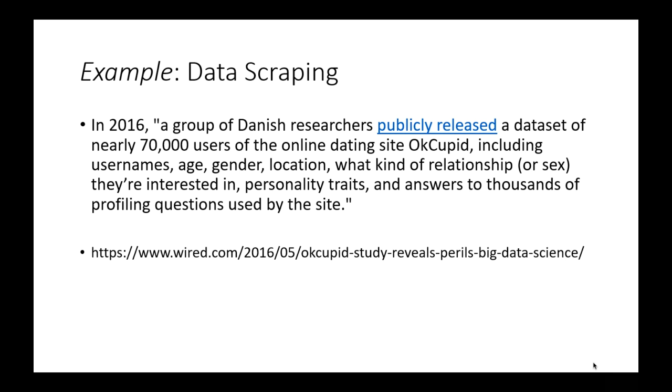So this is from 2016, this is relatively recent. Some researchers released 70,000 users from OkCupid. I will not ask who here has used OkCupid, right? It's probably a little bit too private. So OkCupid is an online website where you can post a profile describing who you are and who you are interested in. And then OkCupid will take the time to match you with people who you are seeking.